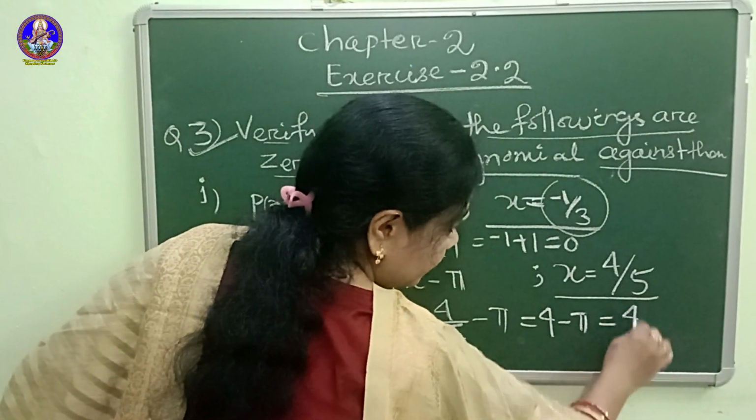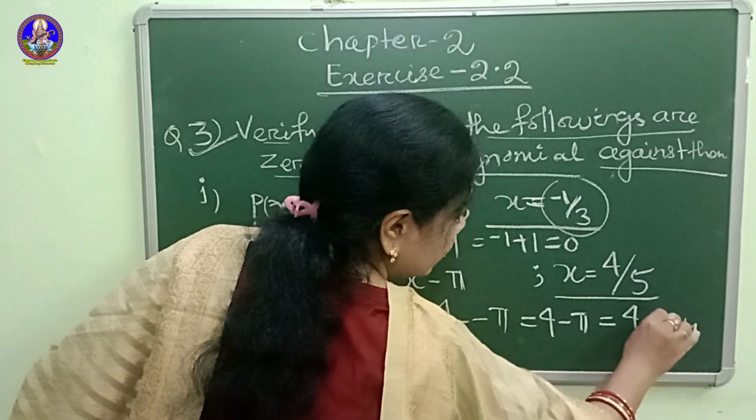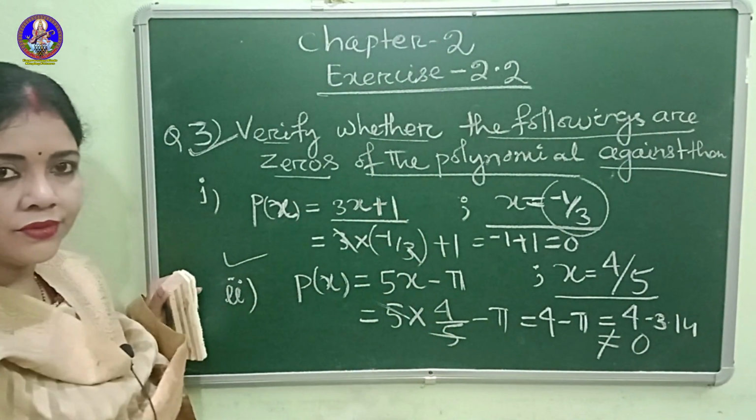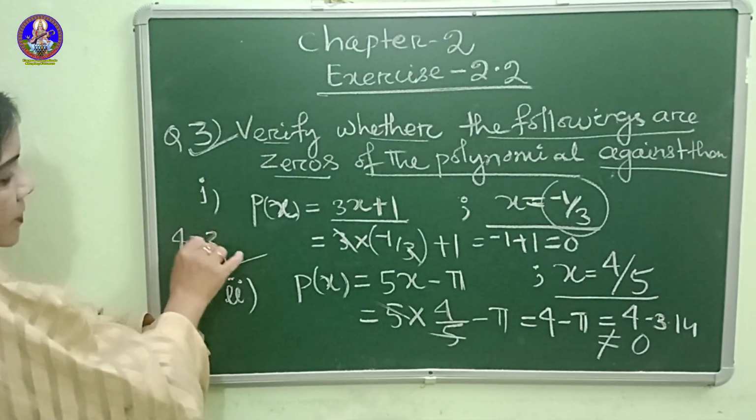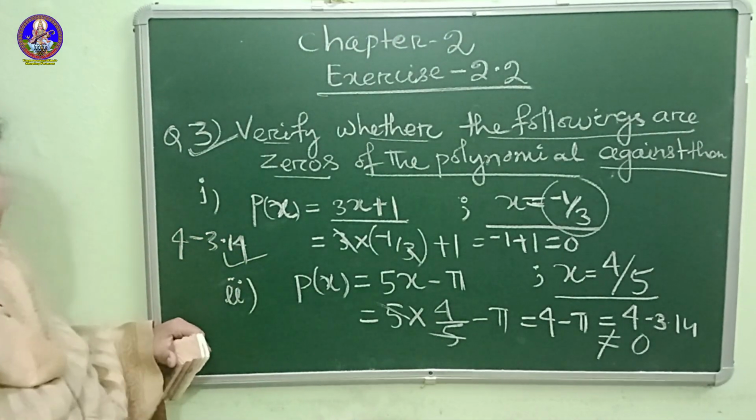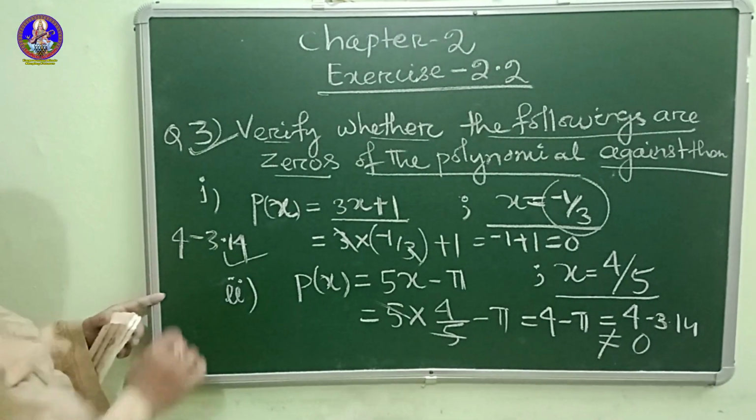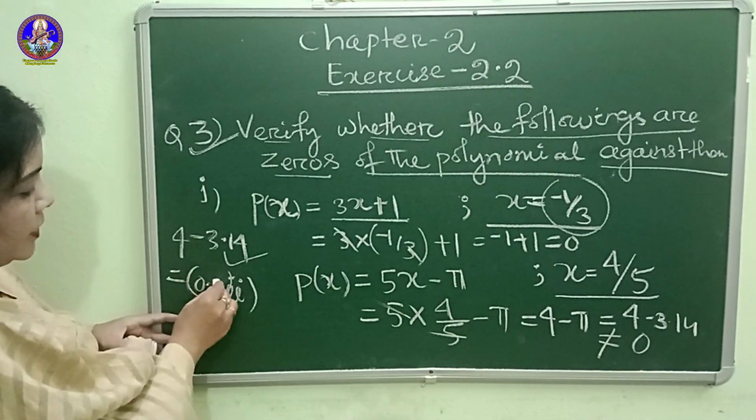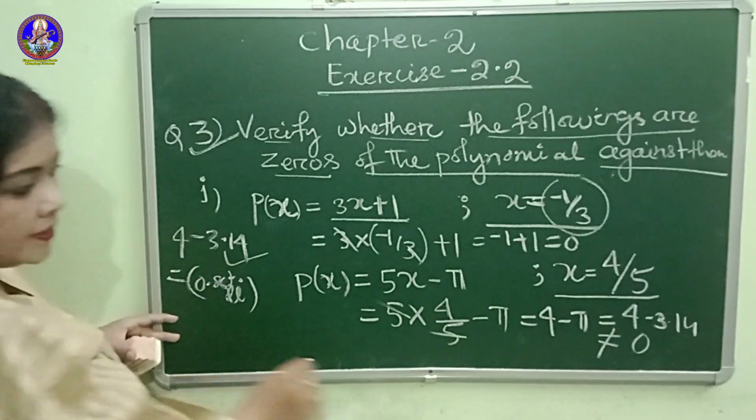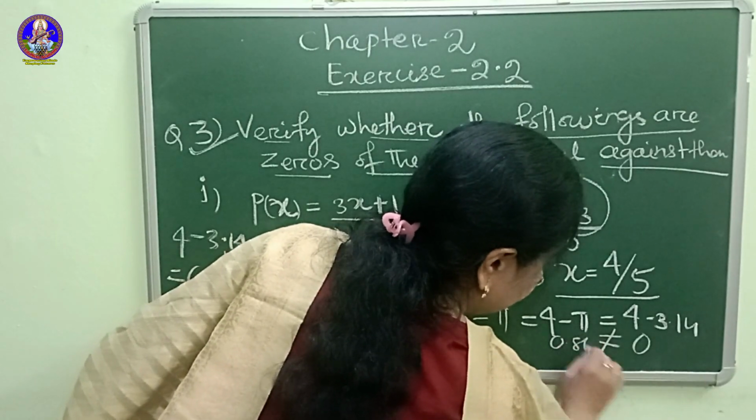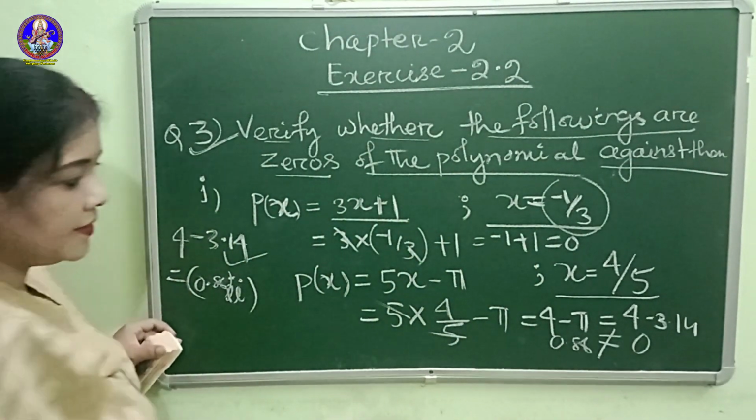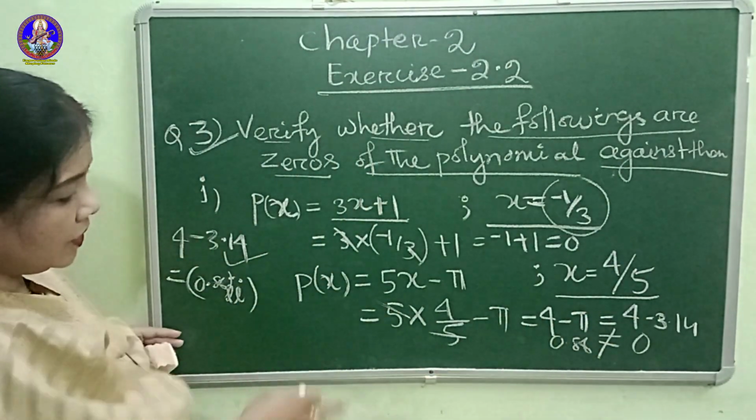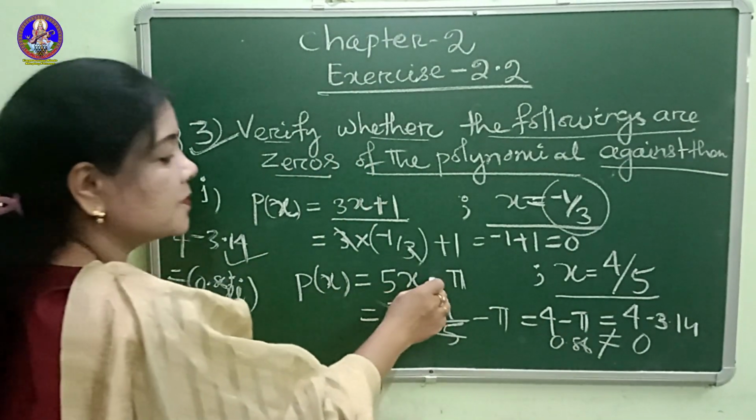You know the value of pi is 3.14. That means this value is not equal to 0. It means 4 minus 3.14, so we are getting some value, 0 point something, 0.86. This 0.86 is not equal to 0. So we find here that x is equal to 4 by 5 is not a zero of the polynomial p of x is equal to 5x minus pi.